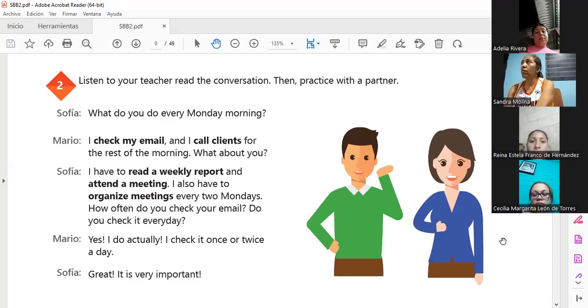Teacher, is Mario or Sofia? Catherine and Paola. Pero ¿quién va a ser quién? Sofía y Mario. Oh, ok. Como las dos son ladies, ahí ustedes tienen que decidir. Ok, comienzo entonces yo. Ok, very good.